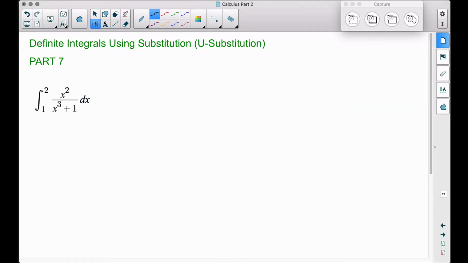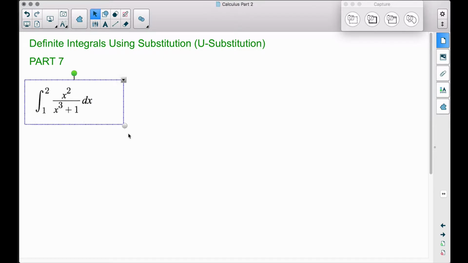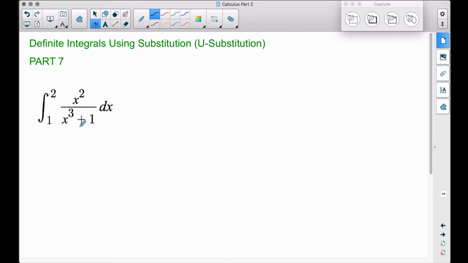So we want to find the definite integral from 1 to 2 of this rational function. And what I notice right off the bat is that the derivative of this denominator is remotely similar to this numerator. Let's do a U substitution here. Let's let u be equal to our denominator. And let's find du. That's going to be 3x squared dx. I just took the derivative of this right here.